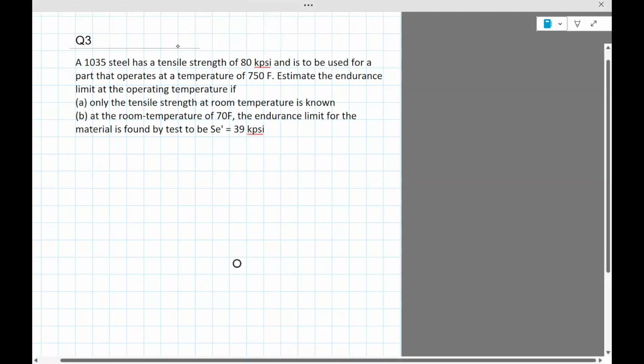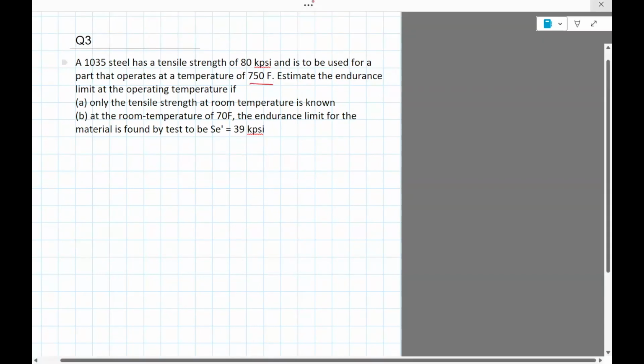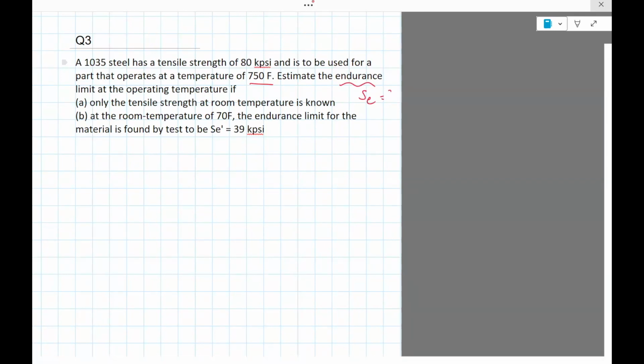So a 1035 steel has a tensile strength of 80 psi and is to be used for a part that operates at a temperature of 750 Fahrenheit. Estimate the endurance limit. The endurance limit, SE, is what we want to compute at the operating temperature, if only the tensile strength at room temperature is known. At the room temperature of 70 F, the endurance limit for the material is found to be SE prime equals 39 psi.